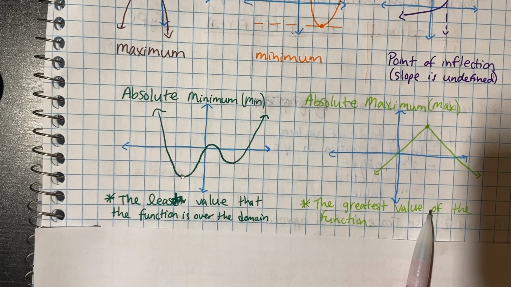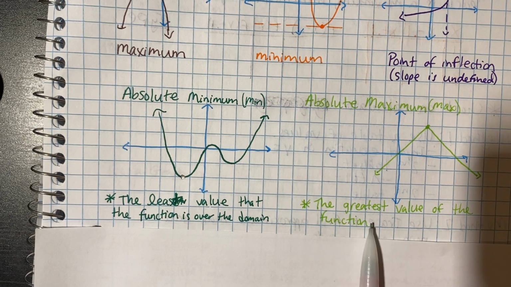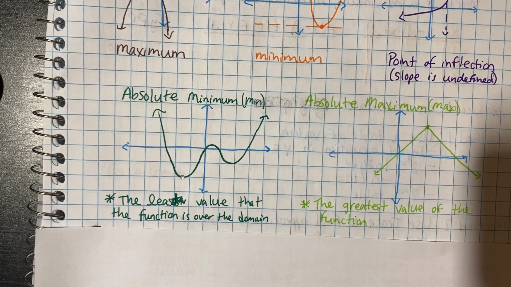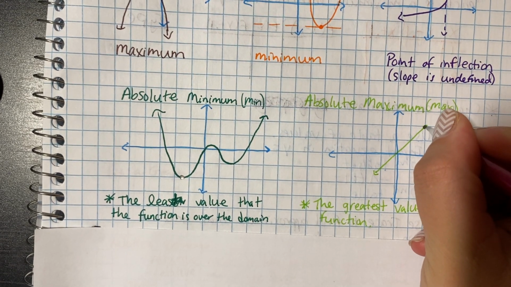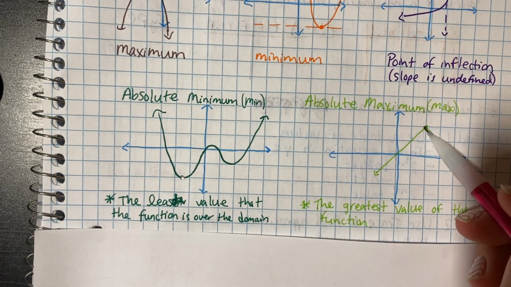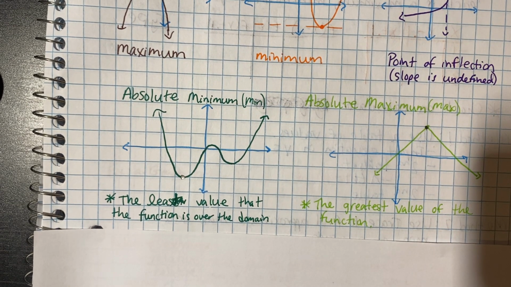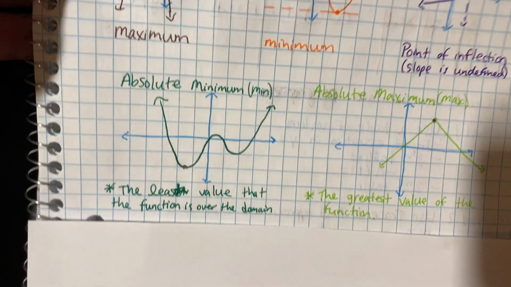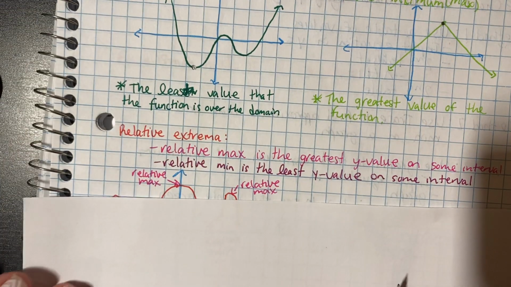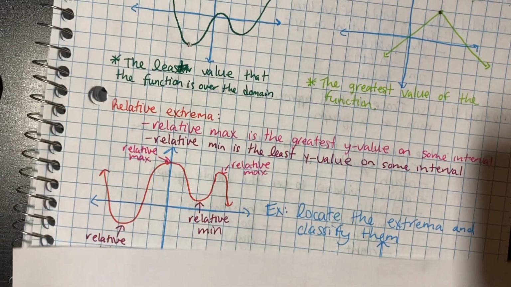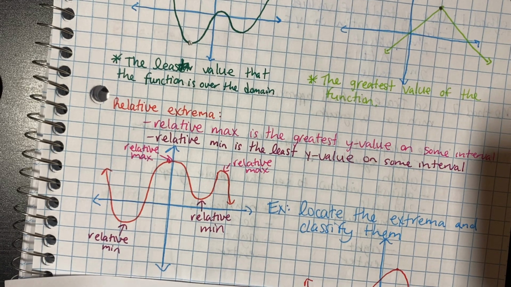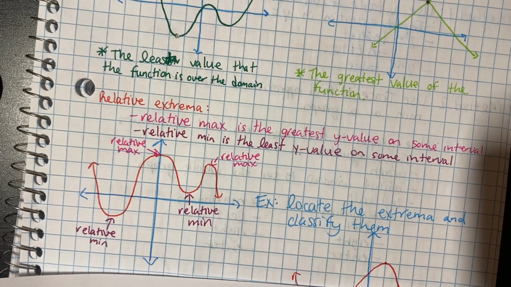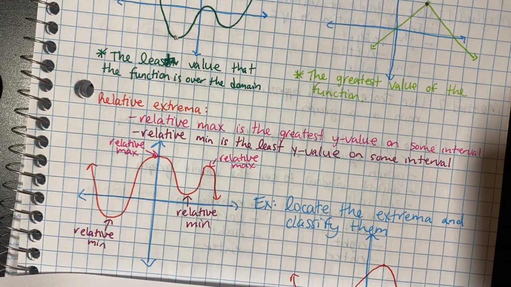And then the absolute maximum, or the max, is the greatest value of the function. So that would be right here, the greatest value our function holds. We can also have a relative extrema. So I'll let you see this graph right here, relative extrema.